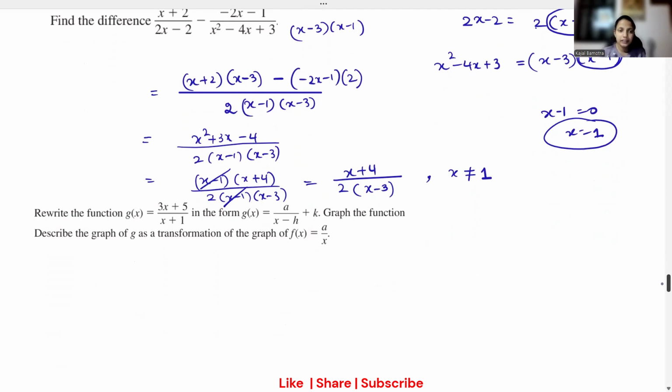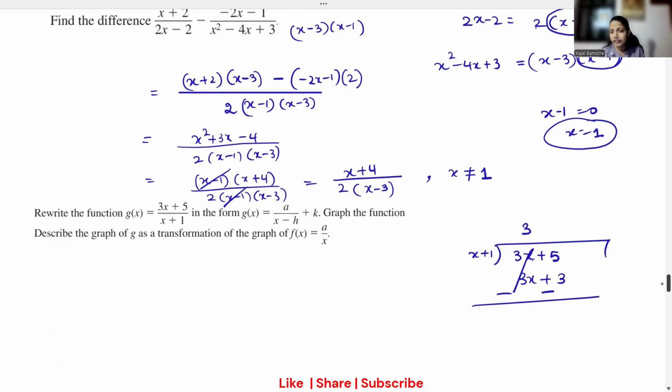Okay. Next it says the function is there in the form of this and graph that describes the transformation. So I will write how to convert this in form. Use long division. X plus 1 and 3x plus 5. X is here, 3x is here, so I need 3. 3x plus 3. Change the sign. 3x and minus 3x cancel. 5 minus 3, 2. Let's write it: quotient plus remainder over dividend.